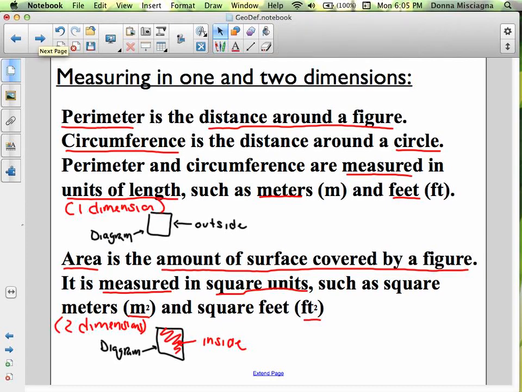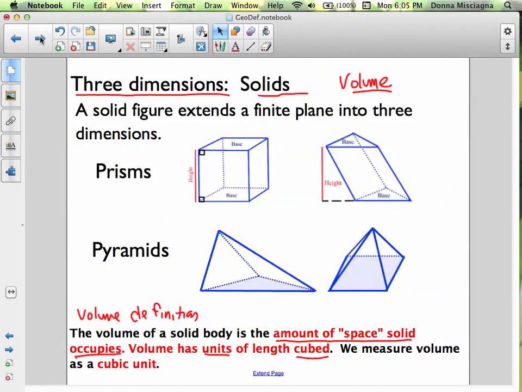For your diagram, just draw the same thing again. Only this time, shade in the inside portion and put an arrow pointing to the inside. Area measures the inside. And I think that's the last thing I'm going to cover on this podcast, because we're moving on to 3 dimensions. So I'll see you in the next podcast.